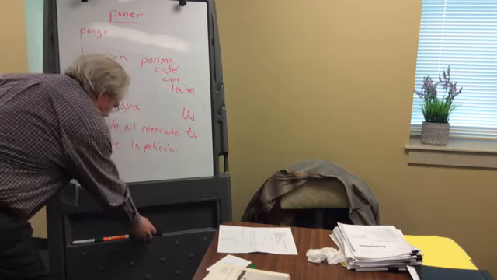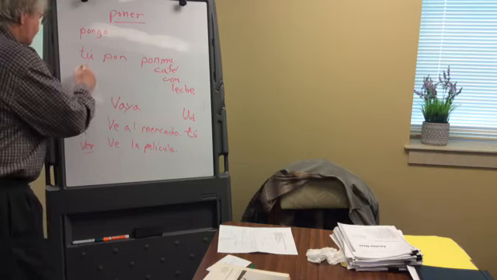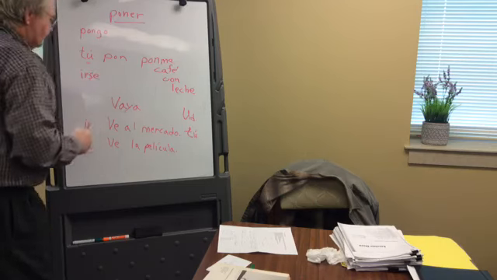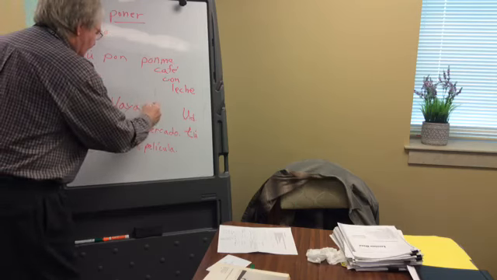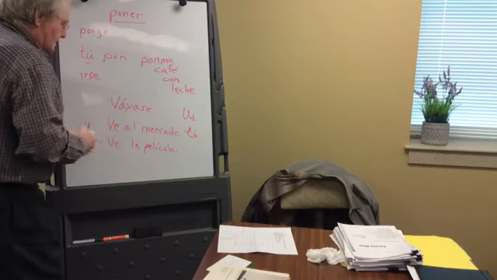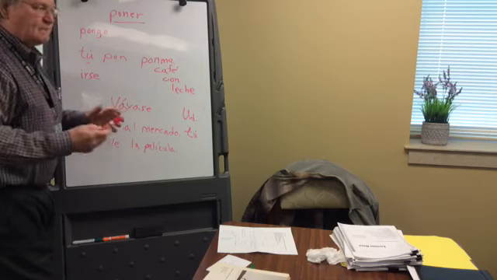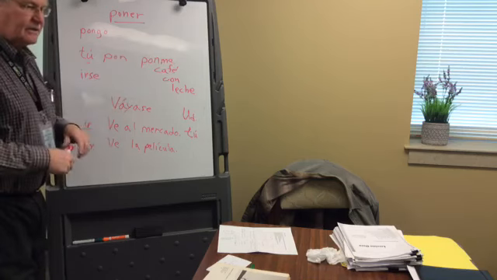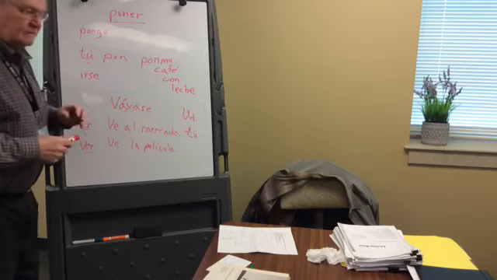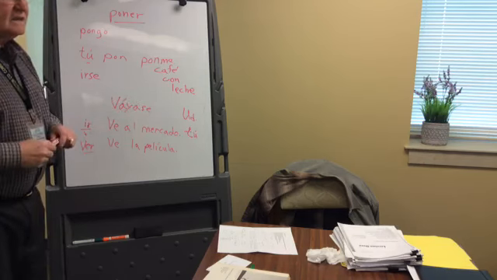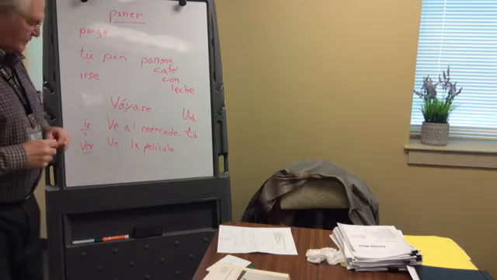Now remember that irse means to go away. So if we said váyase, that would mean you, formal, go away, or leave now. Or sometimes it's just go away, get out of here. Sometimes it's just you can go now. So it's not necessarily a dismissive thing in the negative sense.